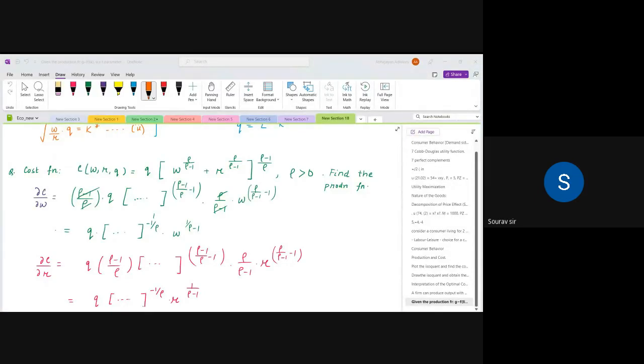So in the last class, we were discussing how from a cost function we can retrieve back the production function, and we were discussing some properties of the CES production function as well, right? Does anyone have any questions on those? Anything conceptual or in the numerical part of it? Any doubts from anyone?